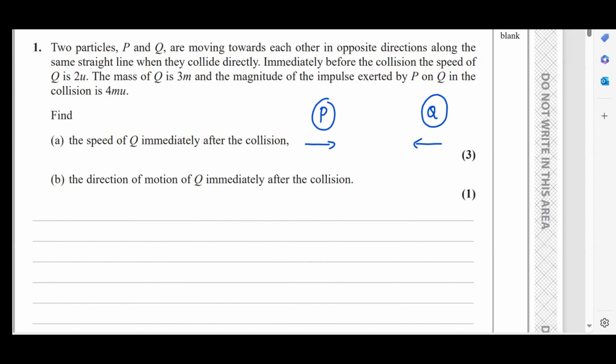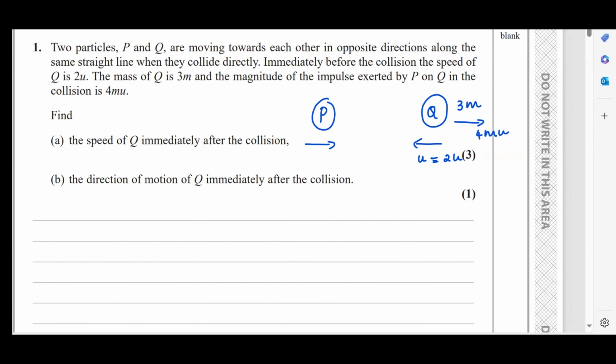Now, along the same straight line, they collide directly. Immediately before the collision, that is the initial velocity, the speed of Q is 2u. The mass of Q is given as 3m. And the magnitude of the impulse exerted by P on Q, the impulse acting towards the right, is given as 4mu. Now find the speed of Q immediately after the collision.